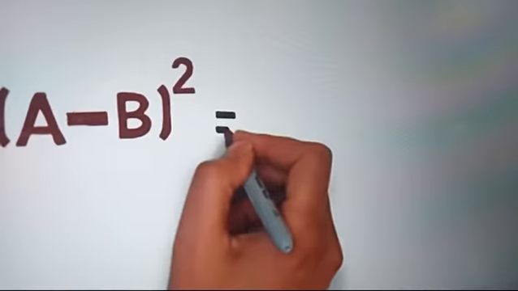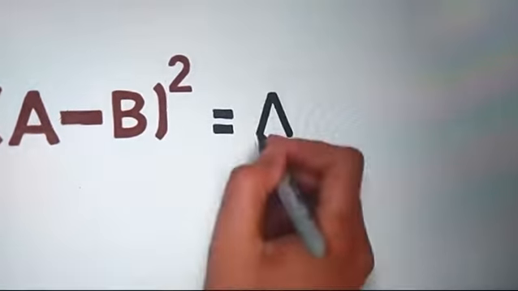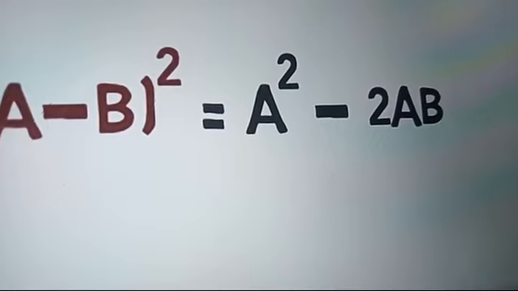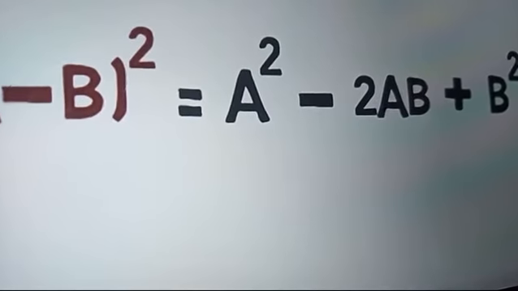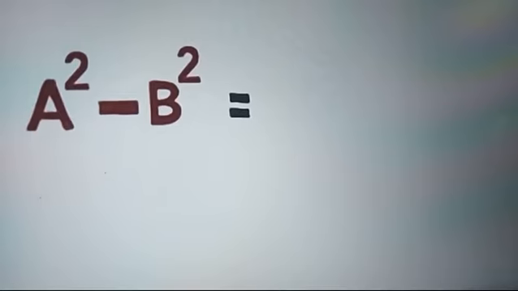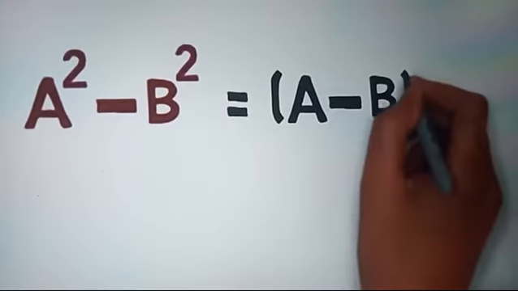The next one is (a − b)² = a² − 2ab + b². The next one is a² − b² = (a − b)(a + b).